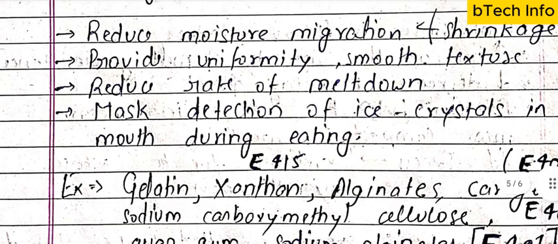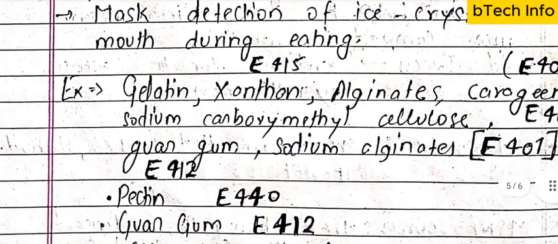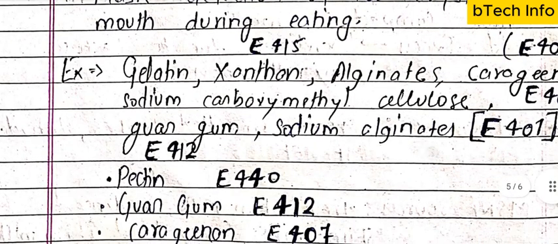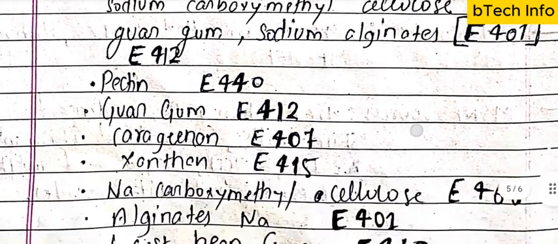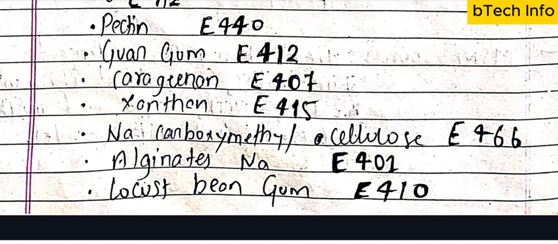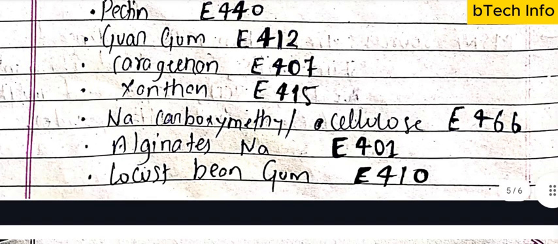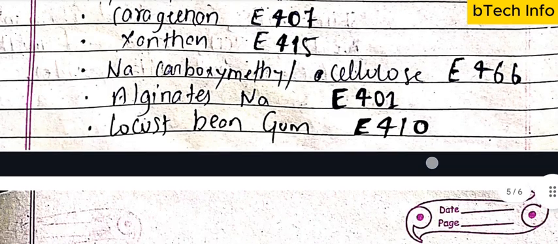When you eat, there should be uniformity throughout the consistency of the body of the ice cream, so there should be no detection of ice crystals in the mouth. Examples are gelatin, xanthan, alginates, carrageenan, sodium carboxymethyl cellulose, guar gum, and sodium alginate, and they have separate codes. Pectin has E440, guar gum E412, carrageenan E407, xanthan E415, and sodium carboxymethyl cellulose E466. Sodium alginate is E401 and locust bean gum is E410.